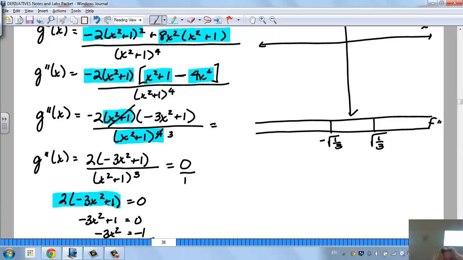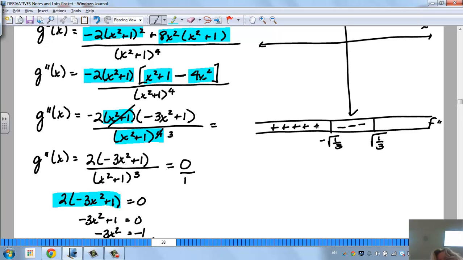If I put a 0 in here, this would be negative, okay? Because it's negative 3, and I put a 0 in there, and I turn this over here, I've got this positive 1, it's going to be negative. So it's going to be negative in the middle. And then on the left of this, if I put a negative 1 in here, that turns positive, and a negative, this turns positive.